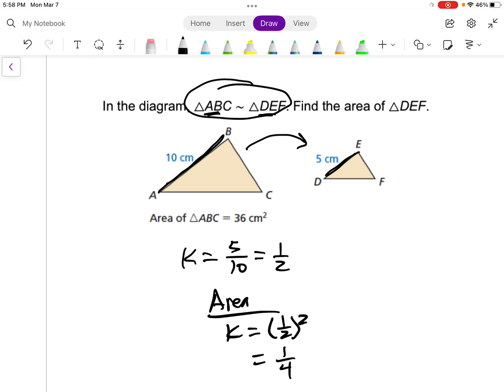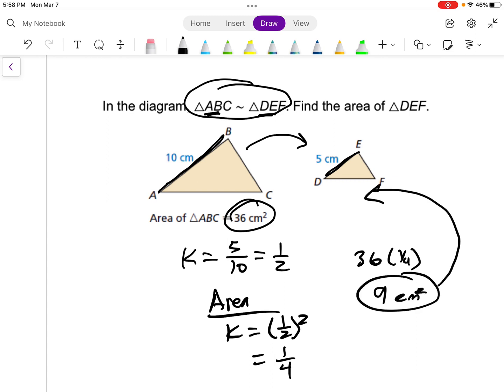So now I come up here. If I know this area is 36 square centimeters, if I just go 36 times a fourth, that will give me the area of the smaller triangle. So 36 times a fourth, that'd be 36 divided by 4, which is 9. So we say that smaller triangle has an area of 9 square centimeters. So you find the ratio of the sides and then you square it. That's what I did right there, and that gives you the ratio of the areas of the two shapes.